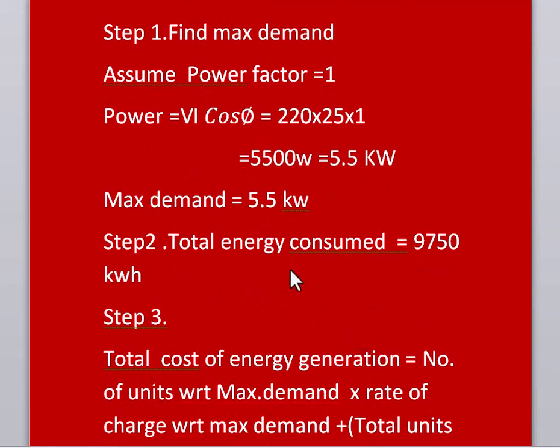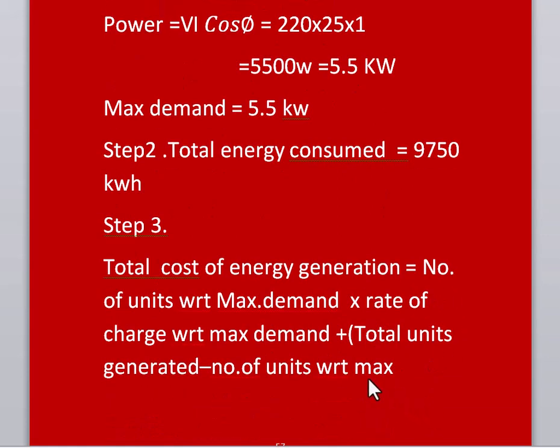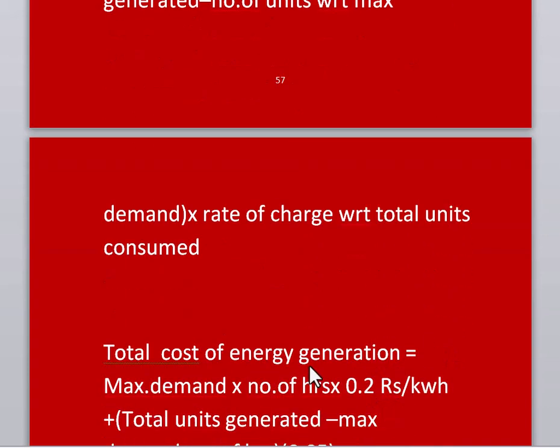Next, step 2 is total energy consumed. This is already given, so that is nothing but 9750 units. And next, step 3 is total cost of energy generation is equal to number of units with respect to maximum demand into rate of charge with respect to maximum demand plus total units generated minus number of units with respect to maximum demand into rate of charge with respect to total units consumed.